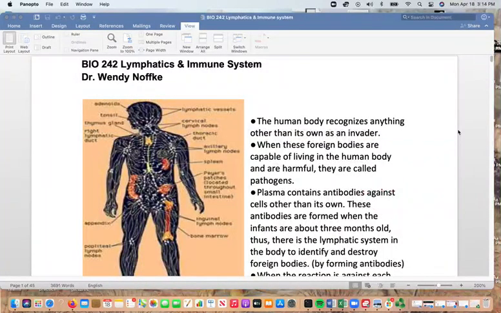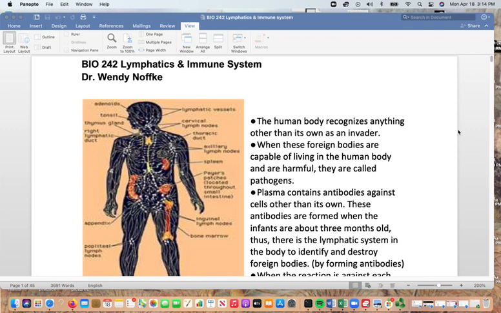So today we're going to look at the lymphatic and immune system. These two systems are very tied together. The lymphatic system is also tied in with the circulatory system because the fluid is going to be continuous with the blood. It is going to be the site of a lot of your immune function.